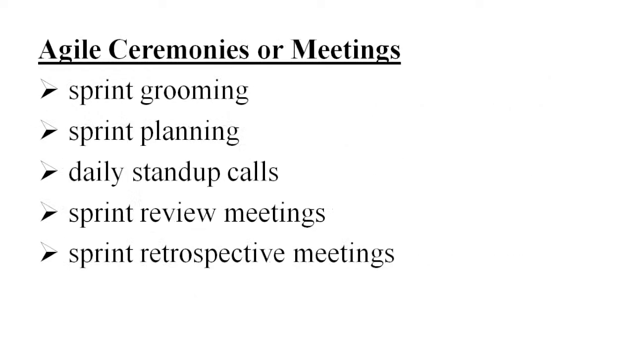Okay, so we discussed the roles. What are the roles available in Agile methodologies? Product owner, scrum master, scrum team. And we covered the artifacts or documents which are maintained in Agile methodologies. And the last one is the Agile ceremonies or meetings which are available in Agile methodologies.